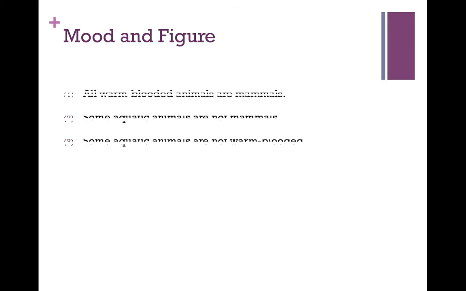Well, let's look at another example. I'm going to give you a few more because I think it'll help you. All warm-blooded animals are mammals. Some aquatic animals are not mammals. Some aquatic animals are not warm-blooded animals. Sorry, I left the word off at the end, but it doesn't matter.